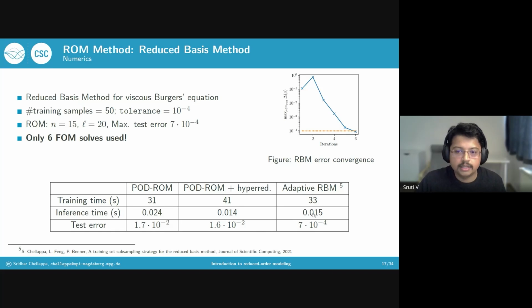But just as a disclaimer, I'm not implementing the standard reduced basis method in this example. I implement an adaptive version of this, which was developed together with my PhD supervisors a couple of years back. So this is a slightly more improved version of the reduced basis method that you can use, which really gives you tremendous speed up and also nice reconstruction error. That was a reduced basis method.